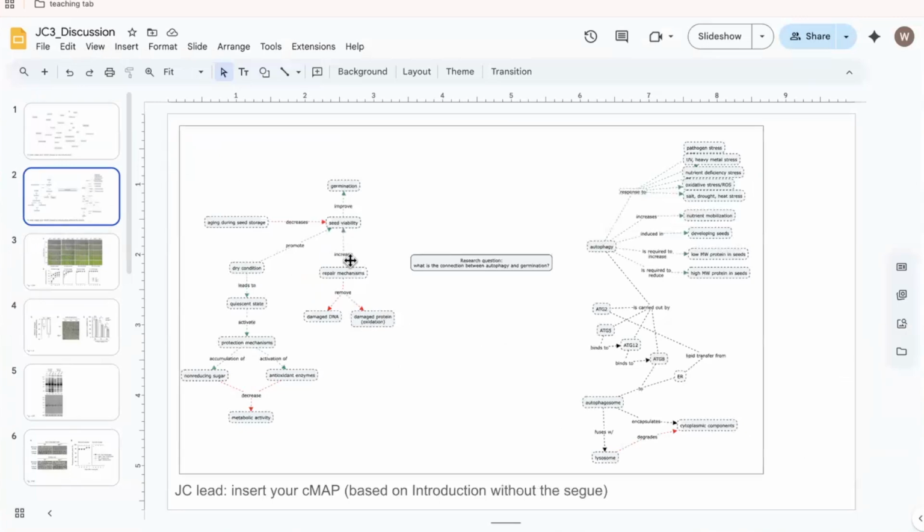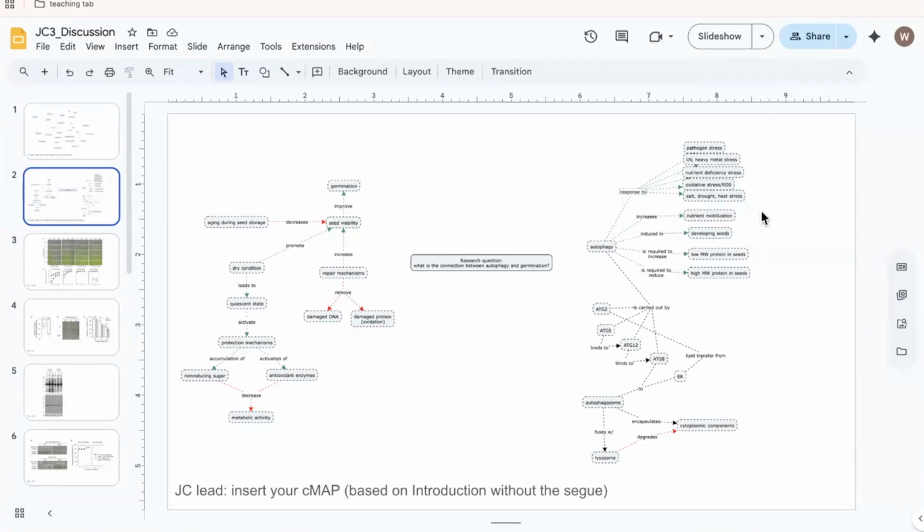So quickly, here is a submap on seed germination, with all the concepts related to seed germination. On the other part are all the concepts related to autophagy. So the research question is to establish a connection between these 2 submaps. And in this process is where Google NotebookLM comes in.